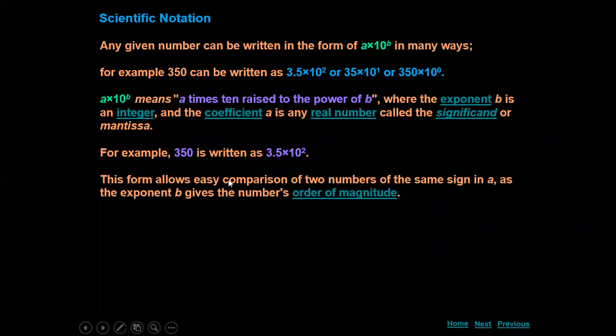This form allows easy comparison of two numbers. This is a major thing. When we are getting two values, suppose we are finding some length in a measurement, if we get two different values in different digits, it may be a little difficult to compare. If we write it in scientific notation, it is easy to compare. That is the reason we use scientific notation. This is also one more important point. So that's all about scientific notation, and we will continue further with the next topic.